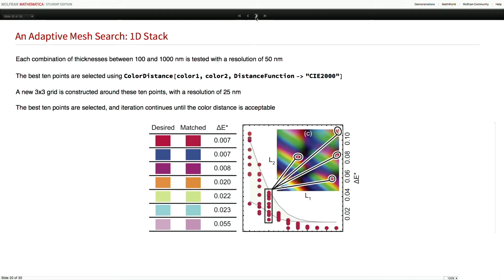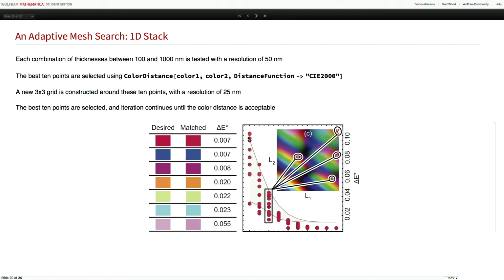And so we can look at results for this one-dimensional geometry. Here is a set of randomly generated colors, and here is the match that I find after 10 iterations. And at least to my eye, these are very good color matches. This one at the bottom here is a little dark, but otherwise they're practically indistinguishable. And this is validated by the color distance scores. For the most part, they're well under the 0.06 threshold.